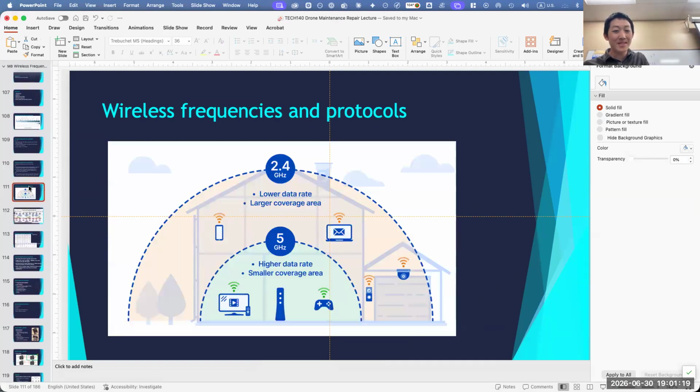Okay, all right, so here's a visualization right here. You can see 5 gigahertz has a higher data rate and smaller coverage area. 2.4 is a lower frequency with a longer wavelength, and it can have a larger coverage area at the expense of a lower data rate.